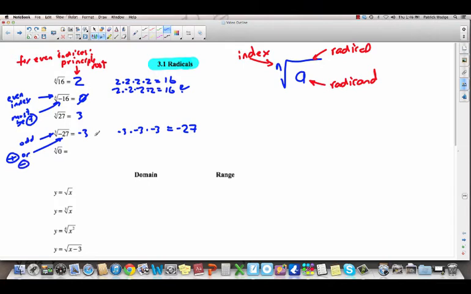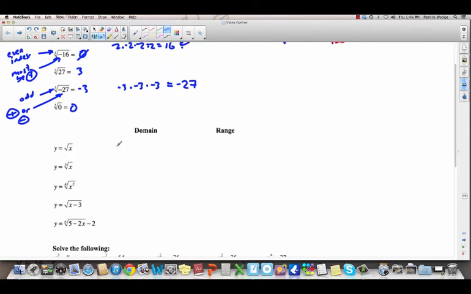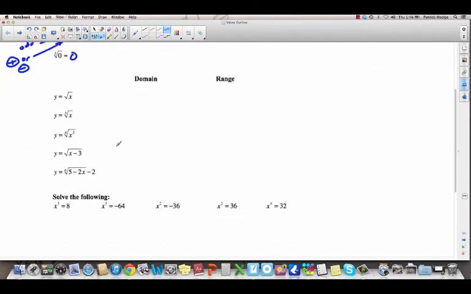I'm going very fast here, right? Because we've done all this before. Fifth root of 0 is 0. How about the 17th root of 0? 0. Any root of 0 is 0 because 0 times 0 times 0 times 0 as many times as you want still equals 0. Okay, we're going to look at domain and range here.